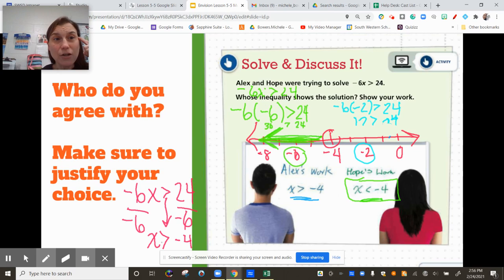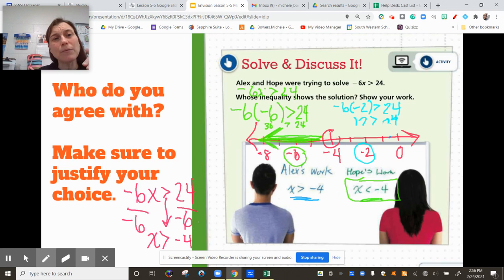That x is not greater than -4. The numbers that are greater than -4 are like 7. 7 is greater than -4. If I put 7 in here, -6 times 7 will be -42. That's not greater than 24. So by leaving it this way, I would have the wrong solution. I would actually be graphing it in the opposite direction. So that's not going to do.